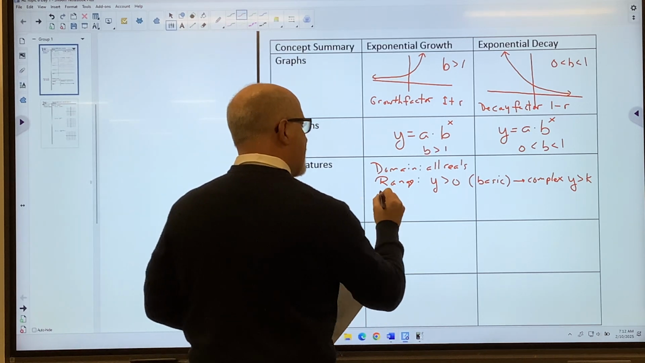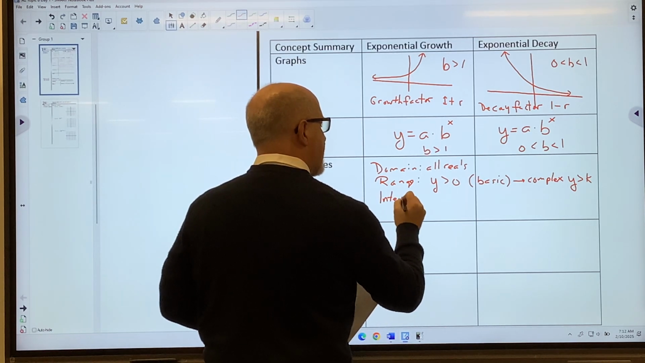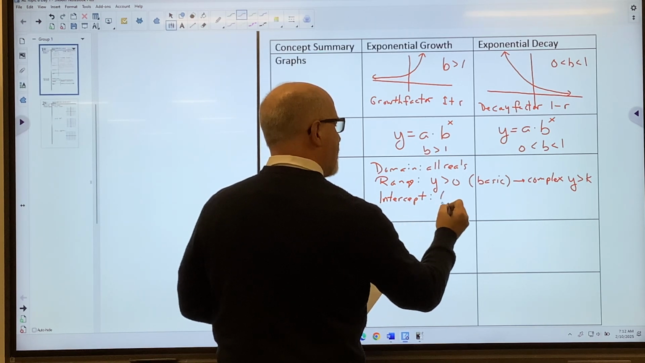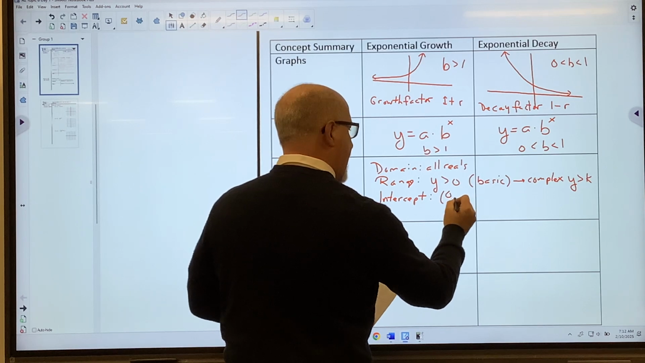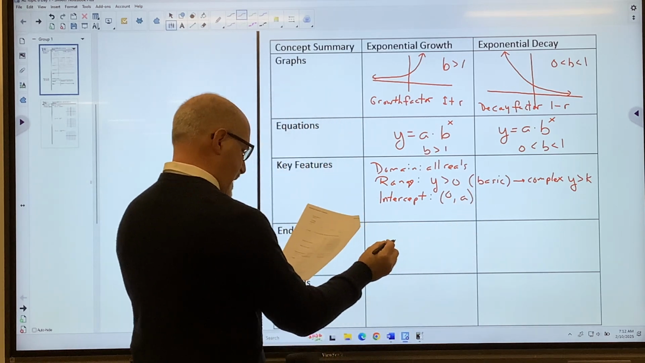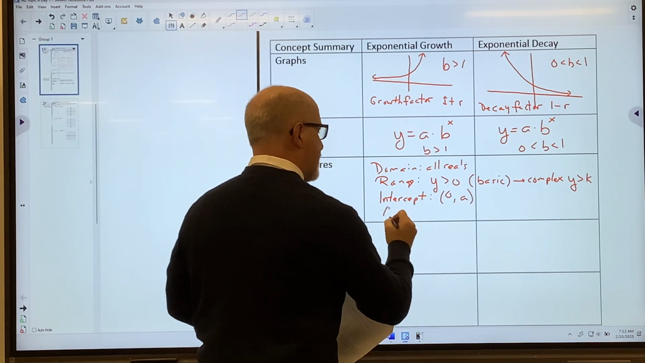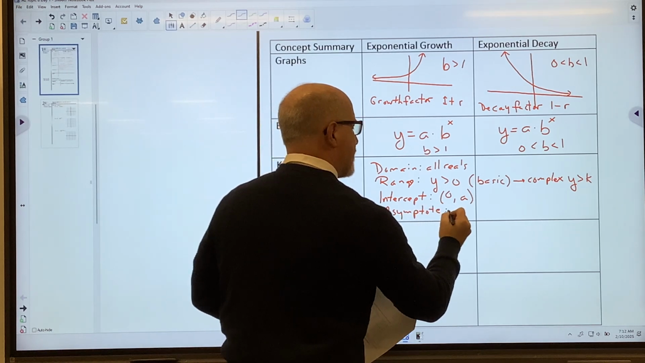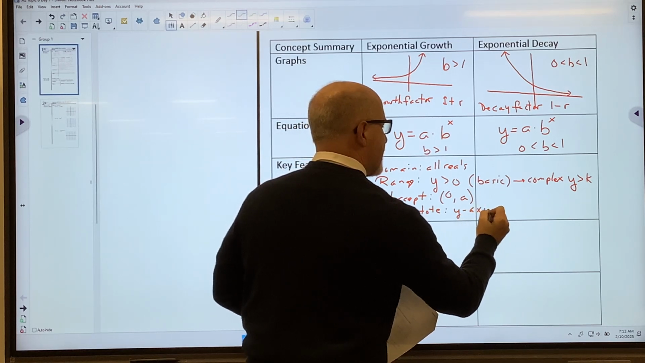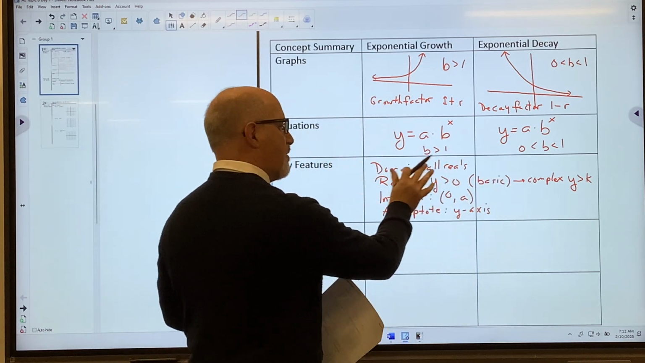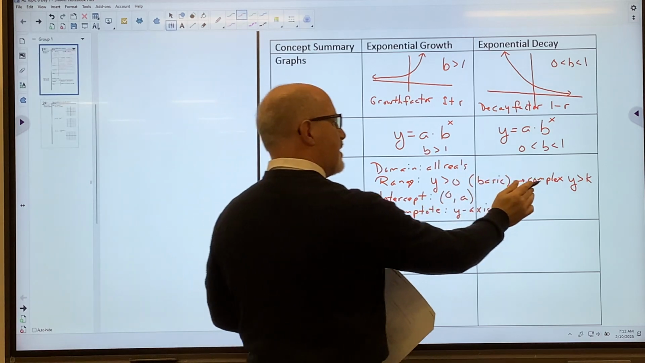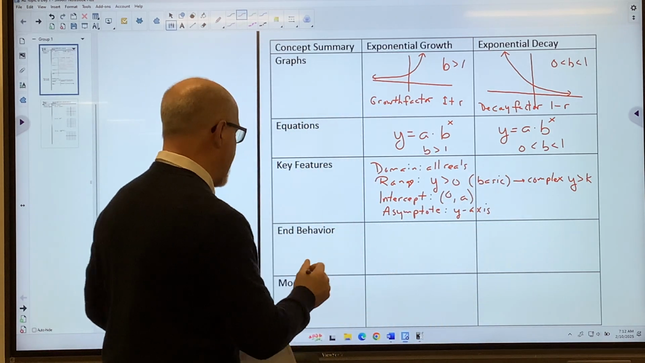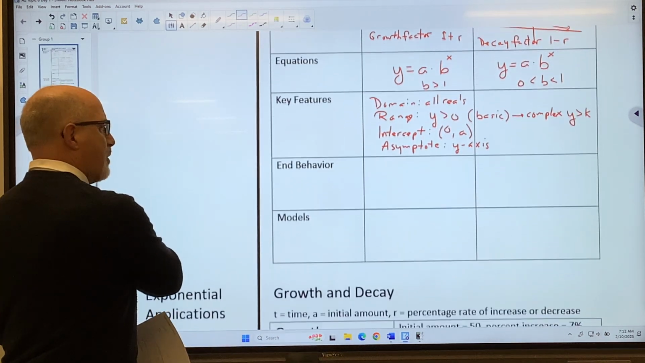For our intercept, this is again the basic one. So for the basic, it's going to be (0, a), the initial value. And for our asymptote, that's the y-axis. Okay, so this is all for the basic values. These can change for the complex if we move it up and down, etc. All right, so let's do end behavior.